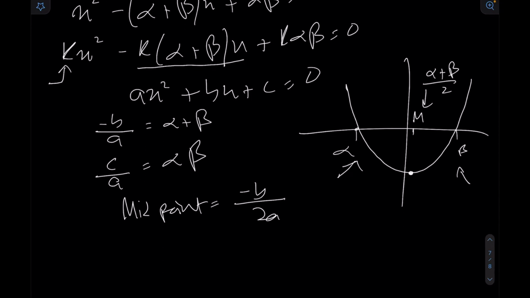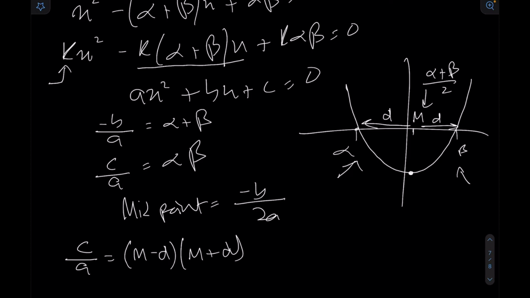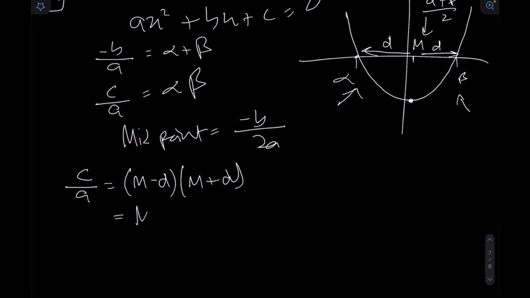And so since we are talking about midpoint, we must also talk about the distance, right? The midpoint has equal distance from alpha and from beta. So this is d and this is d. If we take a look at c over a, it is alpha multiplied with beta, but alpha can be written as midpoint minus the distance, beta can be written as midpoint plus the distance. So this would give us m squared minus d squared.